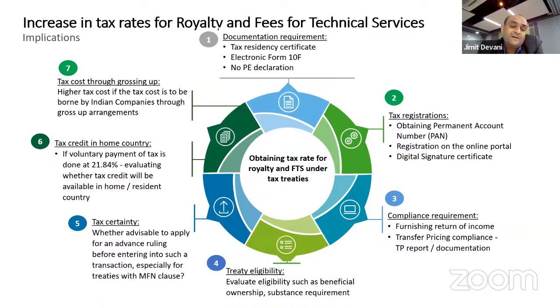Now, the question that will arise is, how do I ensure that if I want to claim a 0% MFN rate, can I do that? The answer is, of course, yes, you can do that. You can voluntarily do that and claim 0%.